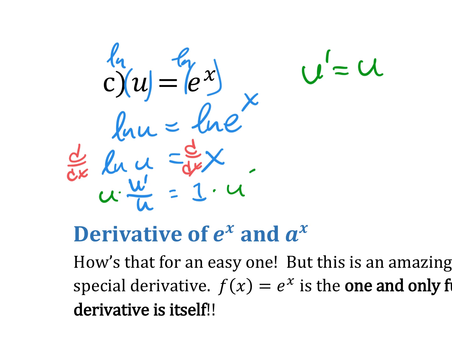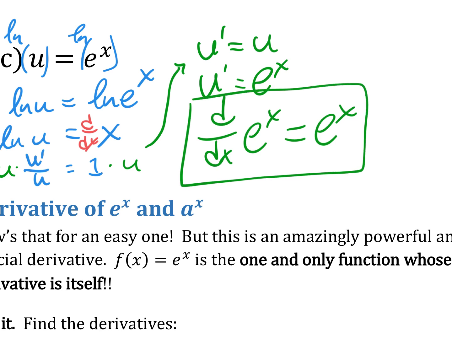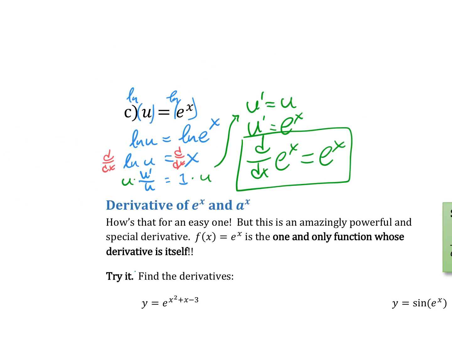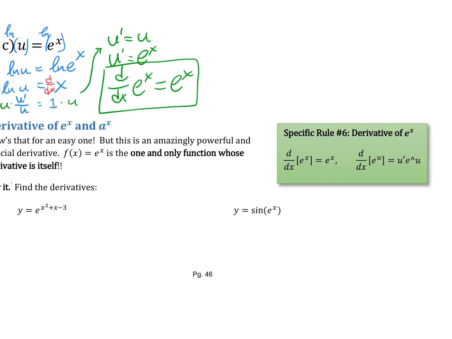Okay, well, what is u? Well, u is what we started with, e to the x. In other words, the derivative of e to the x is e to the x. And that's huge. So e to the x is the only function that when you take the derivative, you get itself. So there you have it. The derivative of e to the x is e to the x.